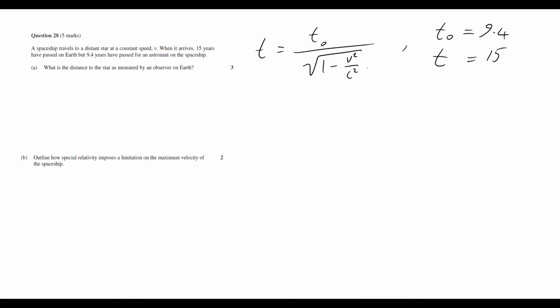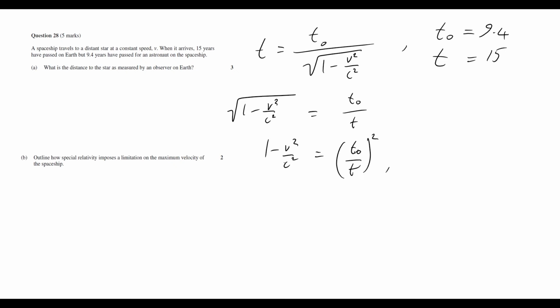Okay, so what we want to do here is multiply the denominator up to the other side and then divide both sides by t. What we'll be left with is root 1 minus v squared on c squared is equal to t naught over t. Now squaring both sides, we get 1 minus v squared on c squared equals t naught on t, all squared. Okay, and at this stage, it probably shouldn't be too difficult to rearrange for our velocity.